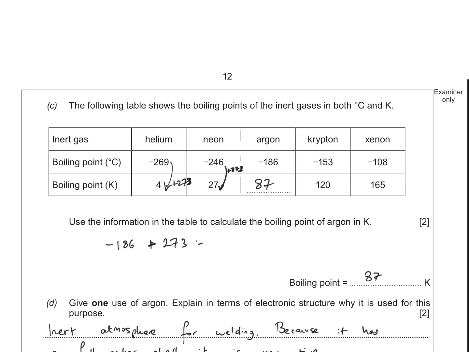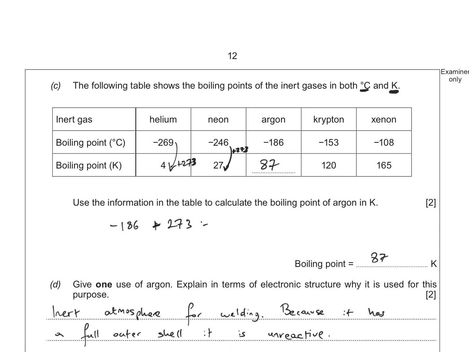The following table shows the boiling points of the inert gases in both degrees centigrade and Kelvin. Now, these are just different ways of measuring temperature, like you can measure distance in miles or kilometres. What we want to do here is use the information in the table to calculate the boiling point of argon in K. What I've noticed from the table is that the difference between each of them is you've got to add 273. So I do minus 186, add 273, and that equals 87.